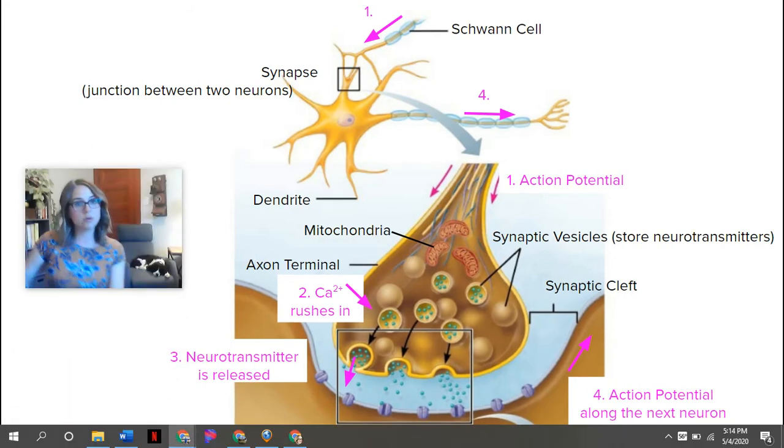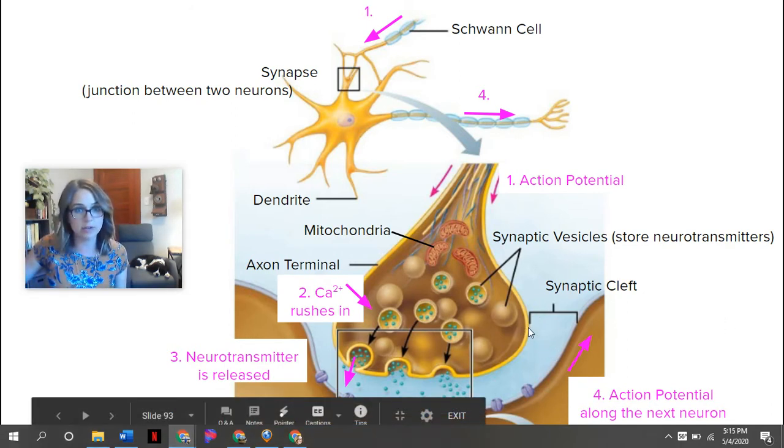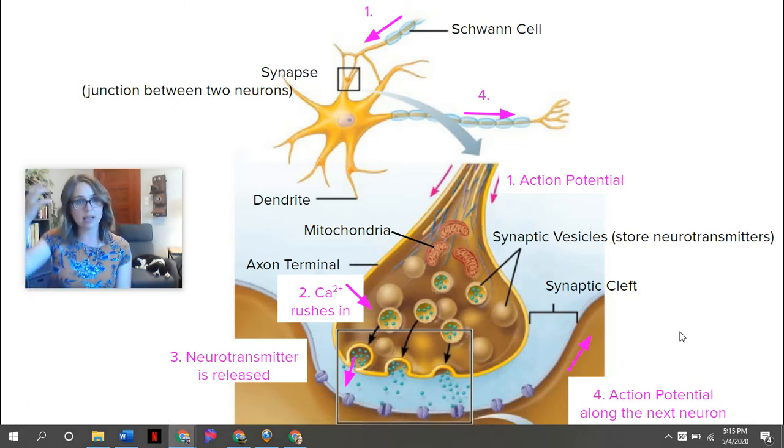I feel like this is the most complex piece of the unit. You do not have to identify this on a picture. Here are the important things for you to remember. When one neuron wants to communicate with another, we call that junction the synaptic cleft, this area where they come together. They don't actually touch, they just get really, really close. When one signal is being sent to another one, that is called an action potential. So another word for a nerve impulse is an action potential.